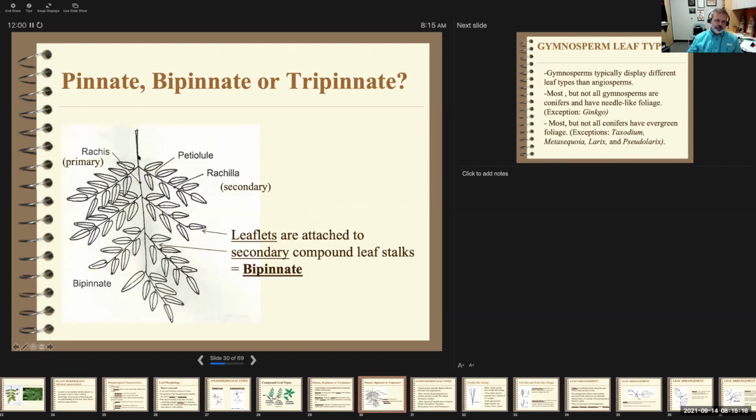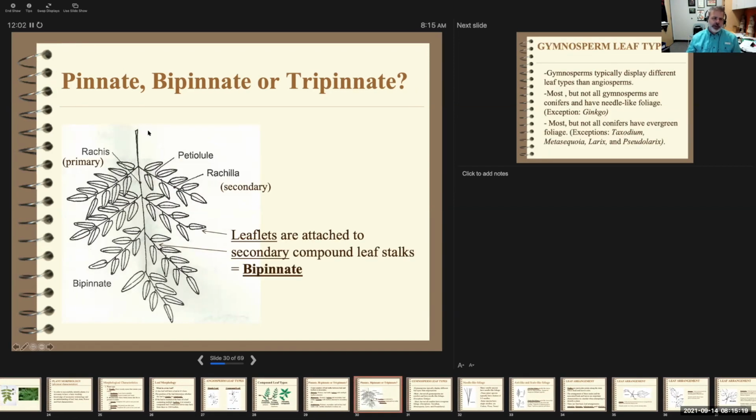And so let's look at this one. Here's a bipinnately compound leaf. There would be a bud up here, but there's no little buds in here. So on this screen, if I were to ask you how many leaves are in this photo, the answer would be that there's just one leaf in this entire photo.